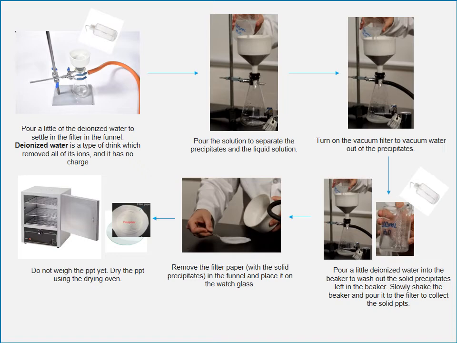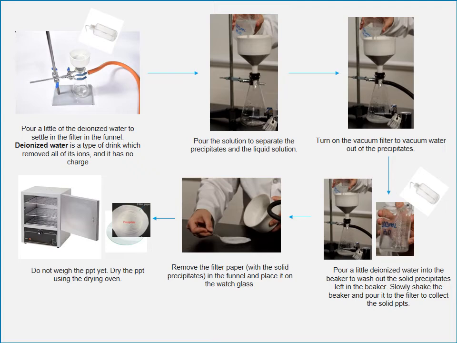Next, pour a little of the deionized water into the beaker to wash out the solid precipitates left in the beaker. Because if you are going to pour it all together in the conical flask, you will observe small particles left in the beaker. So we have to remember with this gravimetric analysis or titration, we are going to collect the precipitates, so that we will be able to accurately measure the weight of the unknown compound. So what we're going to do is add a little of our deionized water, shake it, and then pour it again to the funnel.